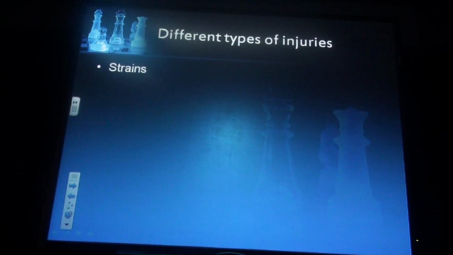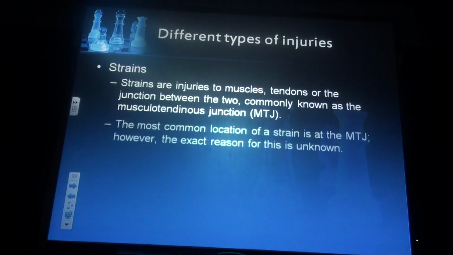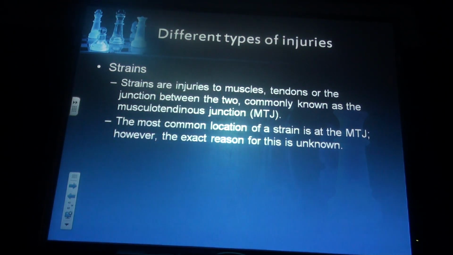Now we're going to talk about strains. Strains are injuries to muscles, tendons, or the junction between the two, commonly known as the musculotendinous junction, or MTJ. The most common location of a strain is at the MTJ. However, the exact reason for this is unknown. We don't know why they happen at the junction between the muscle and the tendon.